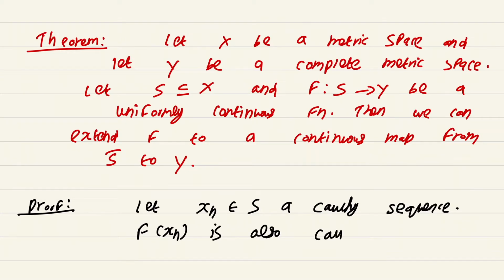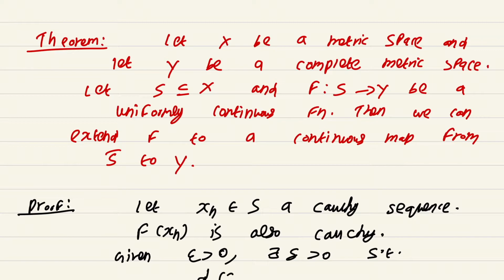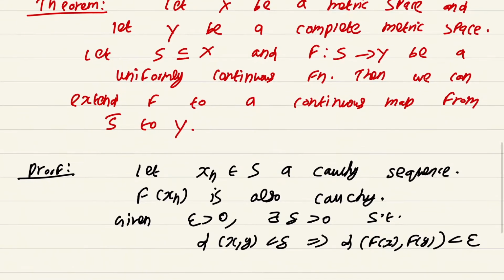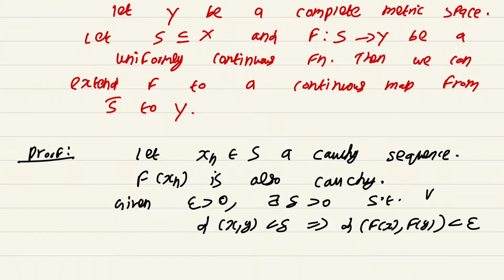Okay. Well, why is this the case? Well, given epsilon greater than 0, there exists delta greater than 0 such that d(x,y) less than delta implies d(f(x), f(y)) is less than epsilon. This is nothing but the definition of uniform continuity, and since f is given to be uniformly continuous, this is true. Of course, this is true for all x, y in S. Okay. So how does this help us?